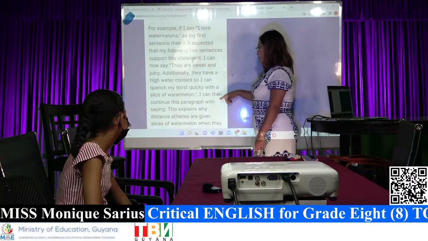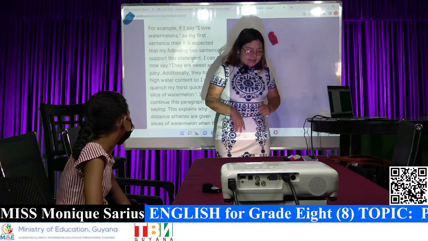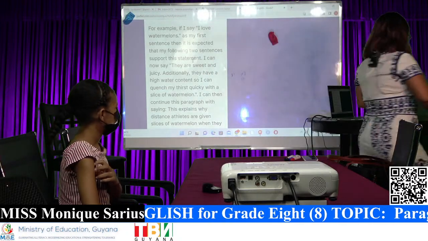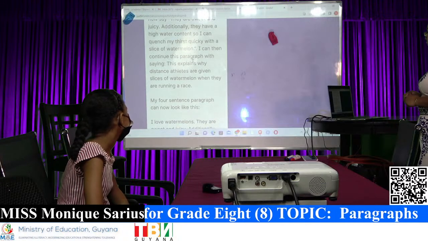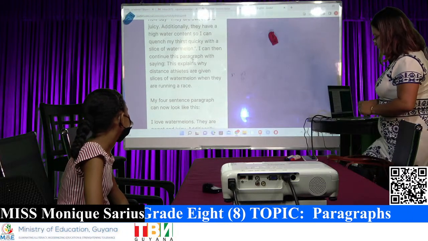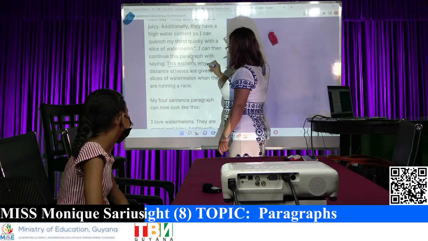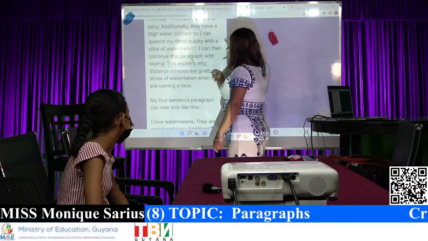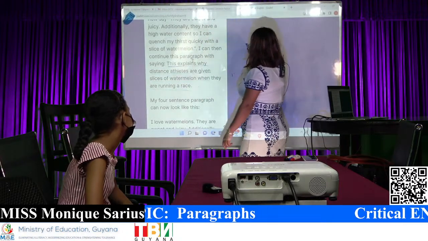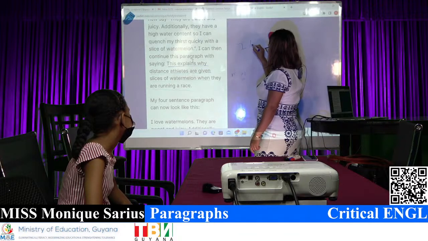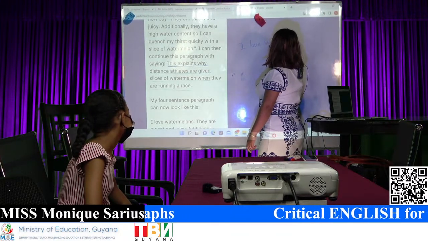I can then continue this paragraph with saying this explains why distance athletes, let's see what it says here. Distance athletes are given slices of watermelon when they are running a race. So this is my final sentence, my fourth sentence. Remember our main sentence was what? I love watermelons. That's what we started with.